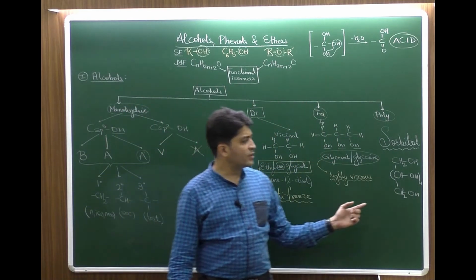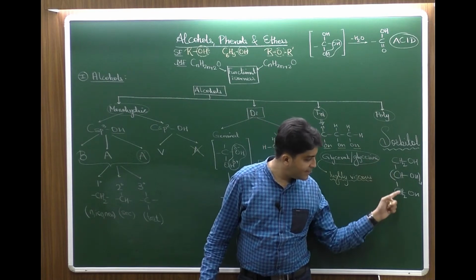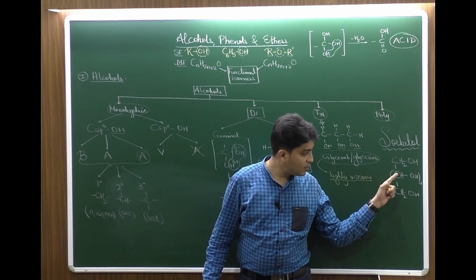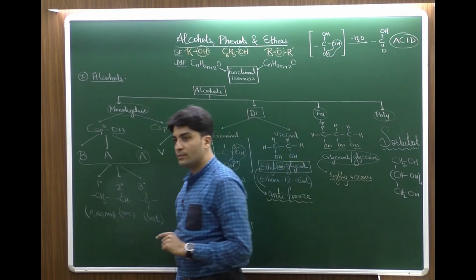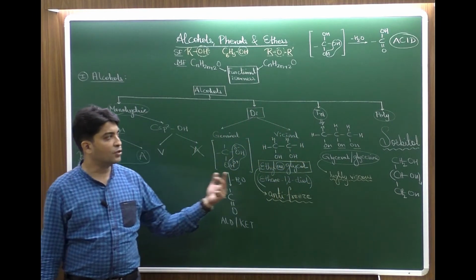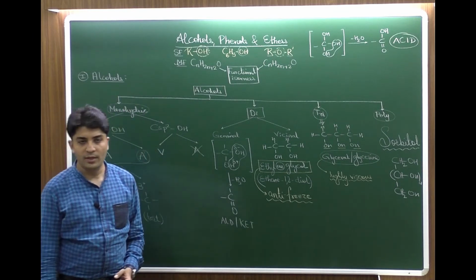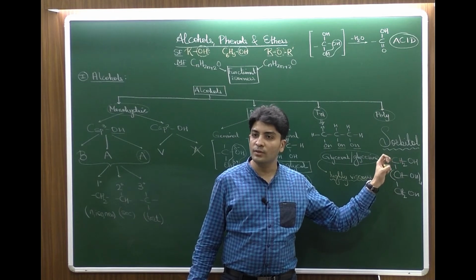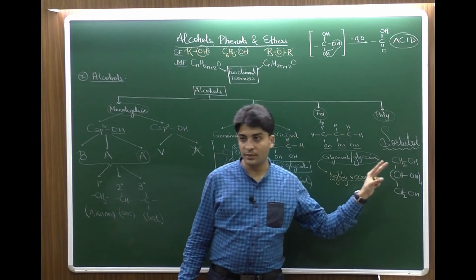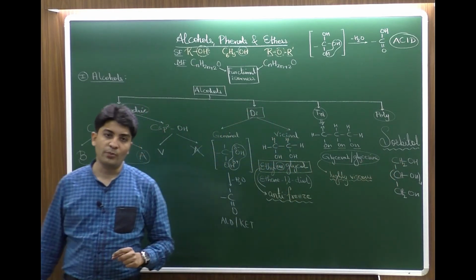And obviously, sorbitol in IUPAC would be named as hexane-1,2,3,4,5,6-hexaol. But obviously, the more common name of this compound is sorbitol. And sorbitol is most commonly used as a solvent in many of the toothpaste, food products. It's used as a solvent.